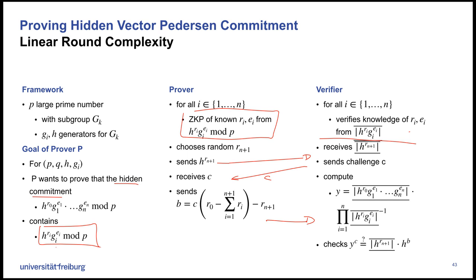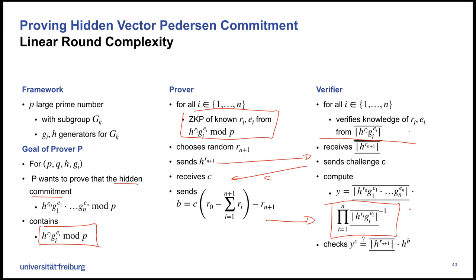And what the other party does is it takes the big commitment, divides it by the product of the other hidden commitments, and should get some kind of power of h only. And this is how you could sort this out. You want to prove that this has this kind of form and that you know all the powers, and there are so many inside, and this is how you can do it in linear time.